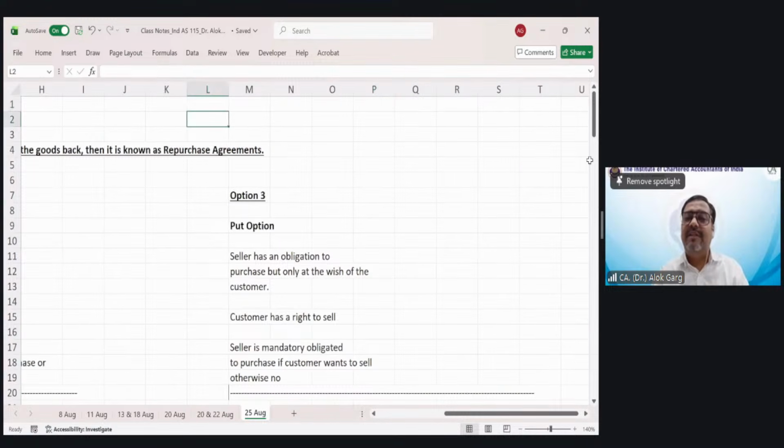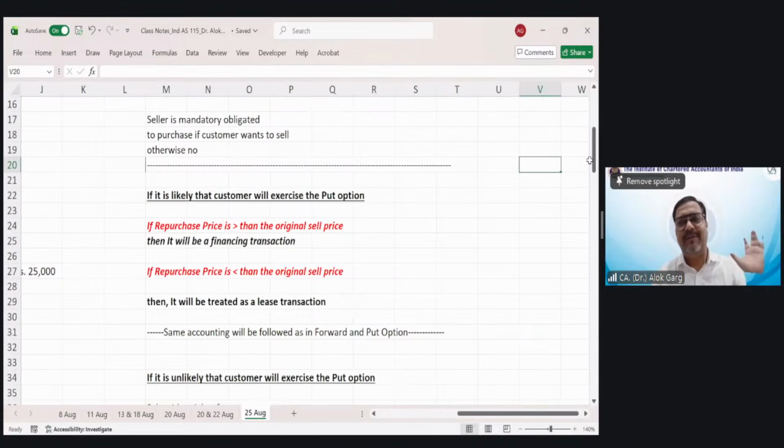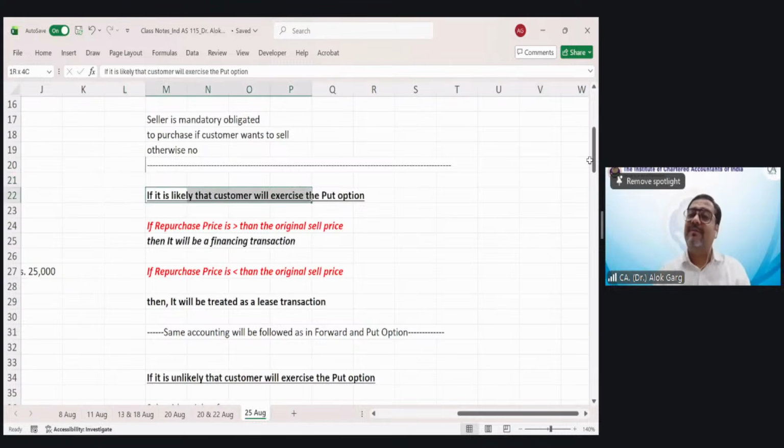Now in the put option, what happened? Simple. The accounting entry in the put option is just like a forward agreement or call option. For example, it is likely that the customer will exercise the put option, right? So it seems the customer will exercise the put option, meaning the customer will tell the seller to repurchase.